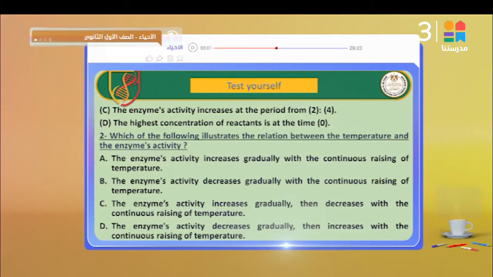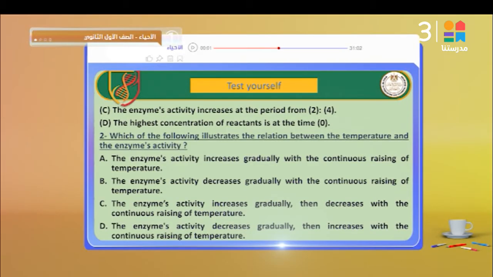Okay, now, can you remember the explanation from before? Test yourself. Take your time. The enzyme activity increasing in the period from 2 to 4, the higher concentration of the reaction at 0. Which of the following illustrates the relation between the temperature and the enzyme activity? A, the enzyme activity increases gradually with the continuous rising of the temperature. That's right. But if the temperature keeps increasing, the activity of the enzyme stops completely. Why? Because it's increasing more than the certain limit.